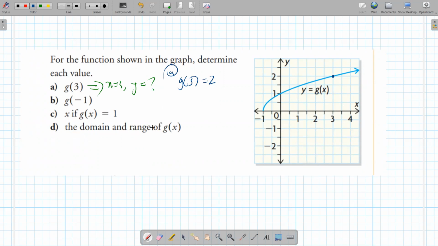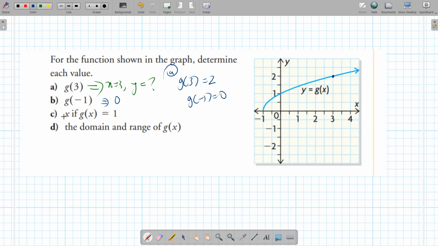Let's do B. What's the answer to B? Now you know how it works. Positive 1? No. So what does that mean? That means when x value is negative 1, what's the y value? Oh, 0. So that's the answer to this. g of negative 1 is 0.